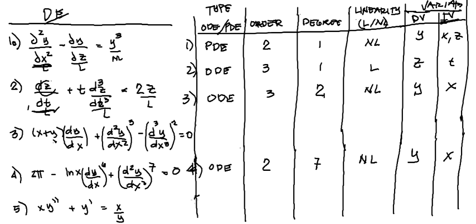Then what else? For number 5, this is an example of ODE. Then our order is the order of the highest derivative, which is y double prime. So we have order 2. And the degree of this part here is just 1. So we have degree 1. For the dependent variable, of course, the dependent variable is y, and then the independent variable is x.